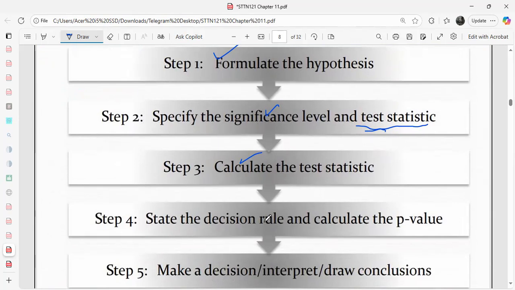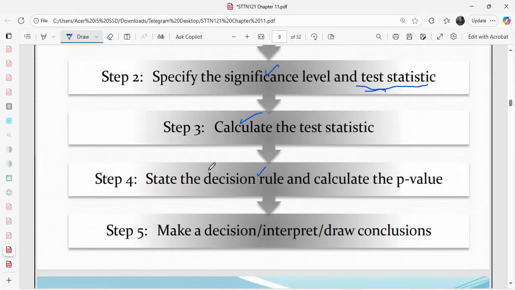Since on step number 4 you stated your decision rule and calculated your p-value, step number 5 is when you draw conclusions. Since you rejected the null hypothesis, there is sufficient or insufficient evidence. You make your conclusion, or make a decision, or interpret. That is step number 5.